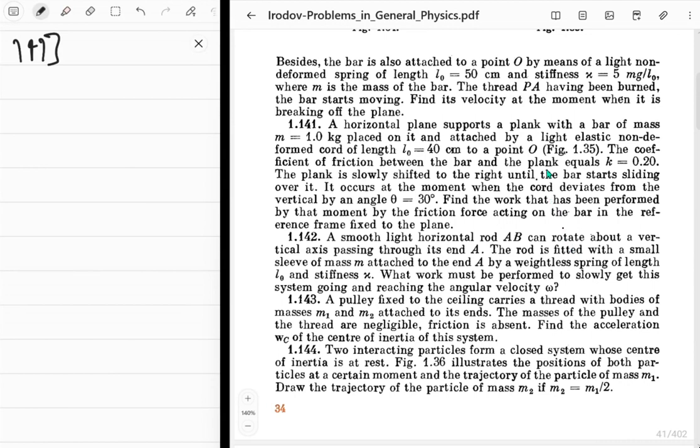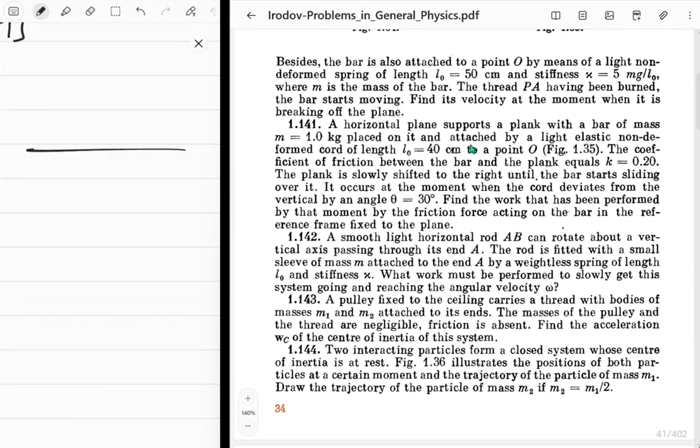A horizontal plane supports a plank with a bar of mass something placed on it. So you got a plank. A plane supports a plank, attached by a light elastic non-deformed cord of length L naught equal to 40 centimeters to a point O.